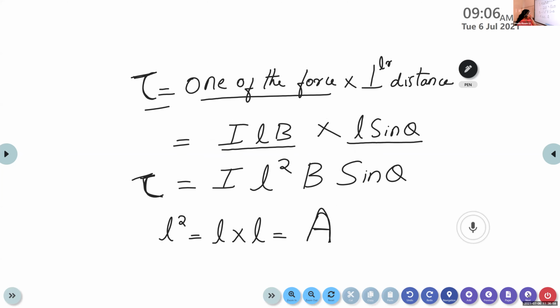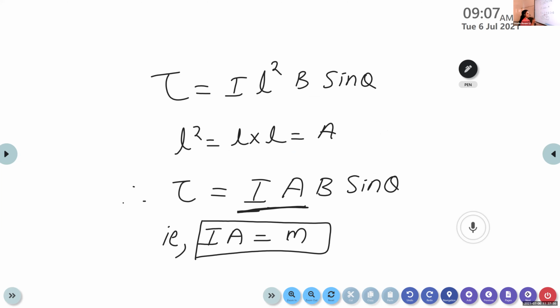Then when we write the equation for calculating the torque acting on this rectangular loop, it is given by tau is equal to any one of the force into the perpendicular distance. The force acting on one side is taken as ILB, and here the perpendicular distance is L sin theta. Therefore, torque is equal to I into L square B sin theta. Here this L square represents side into side, or length into breadth, that is the area of the rectangular loop. Therefore, the equation becomes tau is equal to IAB sin theta.